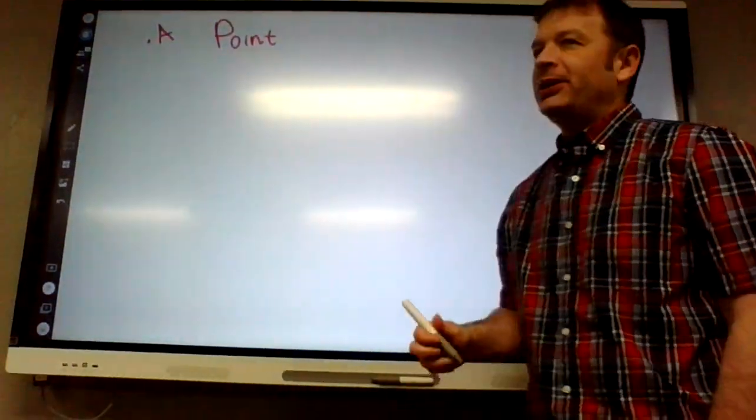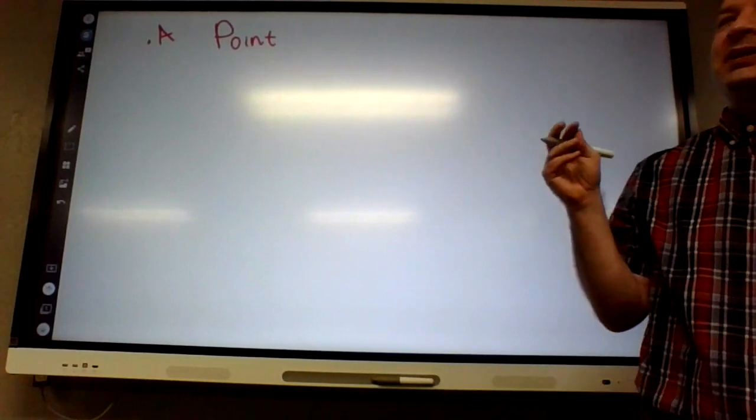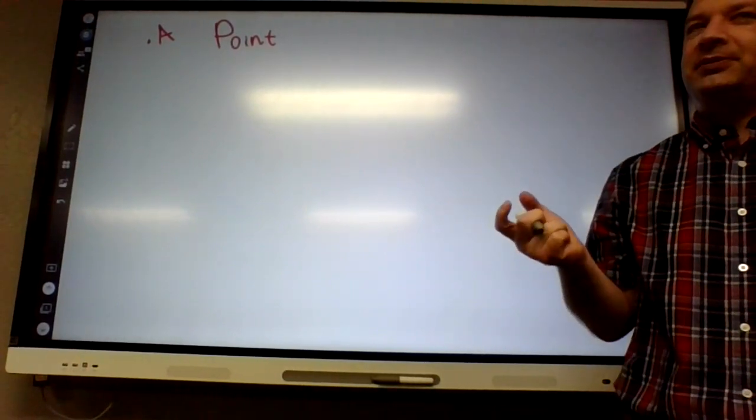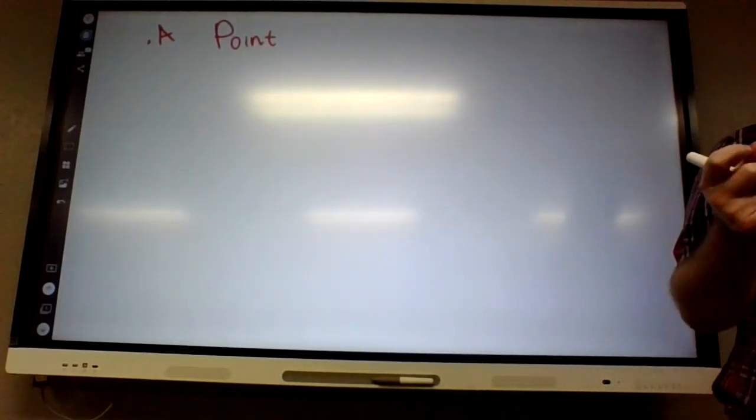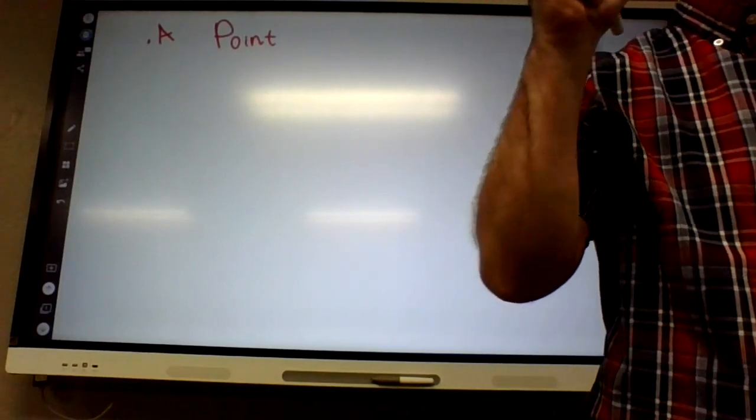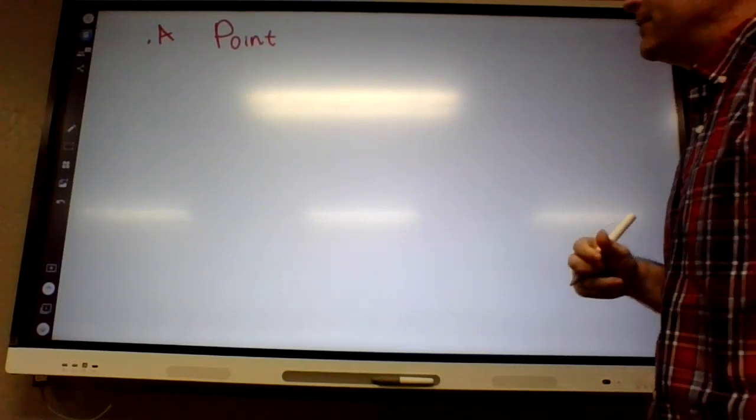So in geometry, a point is a location in space, but it doesn't actually have any size. It's kind of a weird idea. So it's kind of like a point of dust that's floating, not moving. But it actually doesn't have any size.